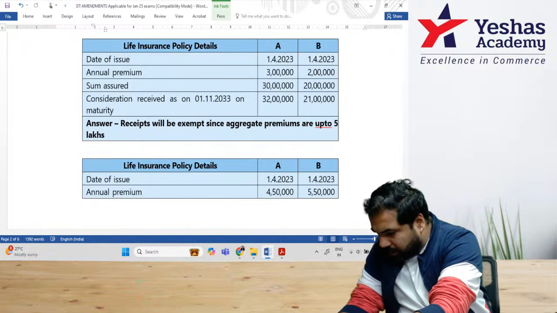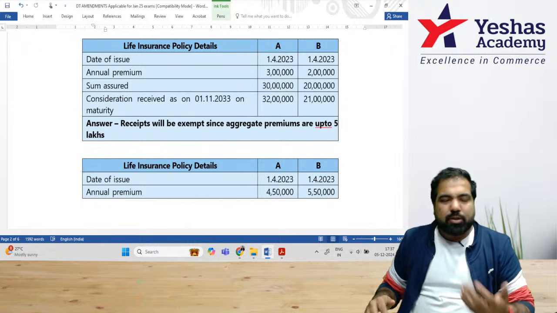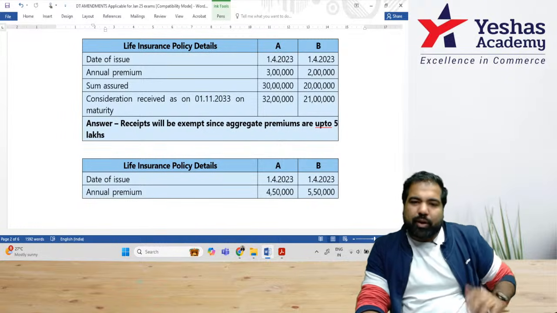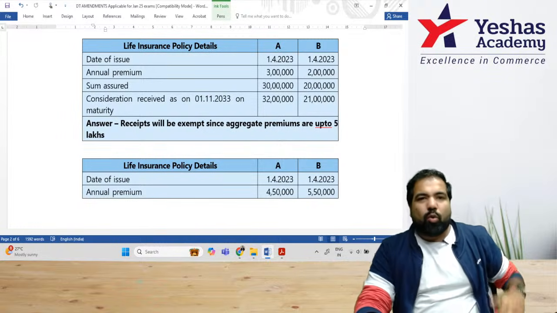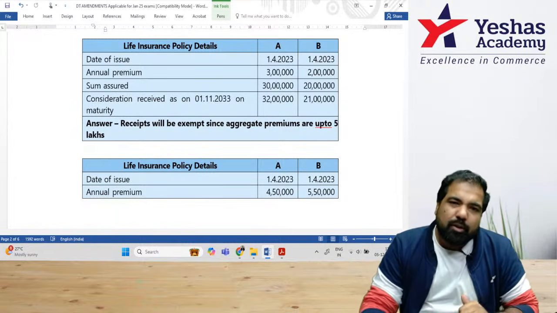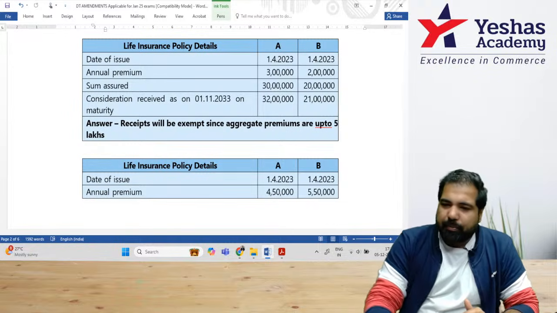Also, for a disabled person, the same concept applies. Any policy taken after 1st April 2023, the same rule applies. The only thing is that the percentage changes. For us, it was earlier 20, which became 10. For a disabled person, 20 has become 50.